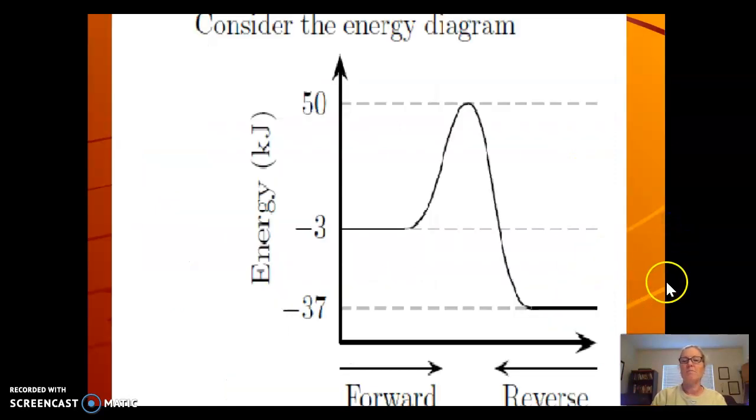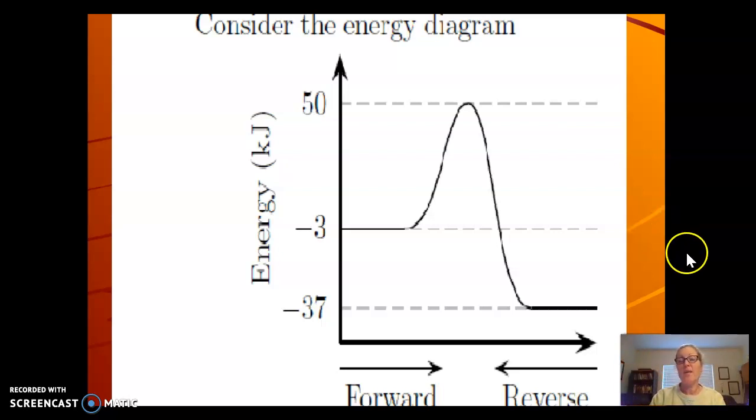What about this one? Take a look at this one. Similarly, energy is graphed on the y-axis, and on the x-axis is the reaction progress. So our reaction is starting here at -3 kilojoules of energy, going over the hill, going down, and now it's ending. The reaction's energy is ending at -37 kilojoules. So take a moment before you go on. What do you think? Exothermic or endothermic?